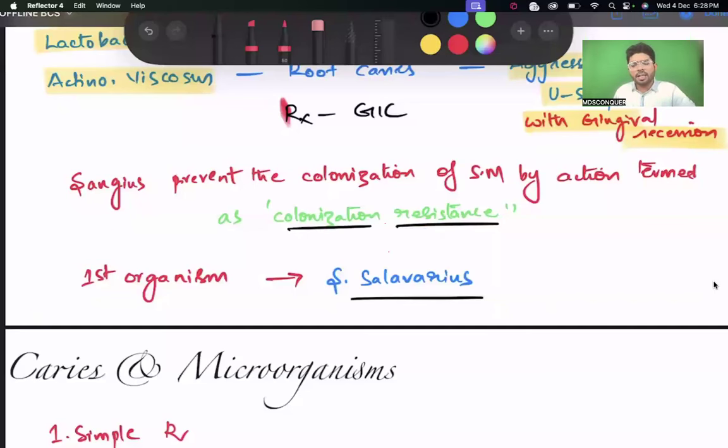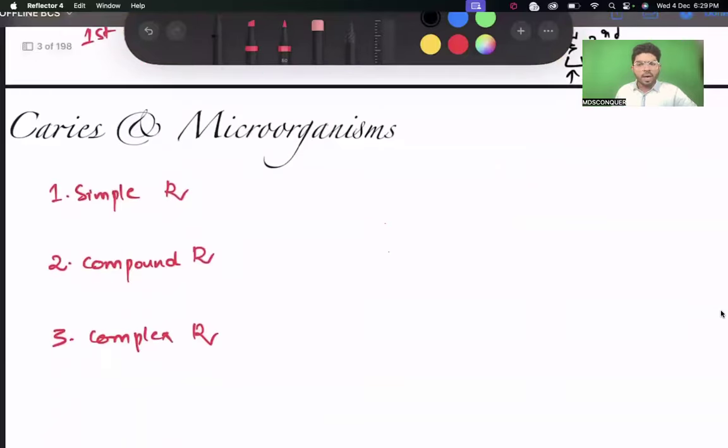It is the phase between the primary and the permanent dentition. In this gap, there will be an increase in the number of Streptococcus mutans in the oral cavity. You have a question given in the examinations related to this.